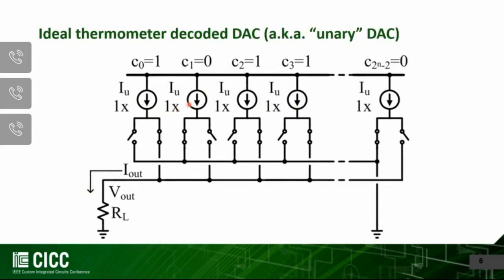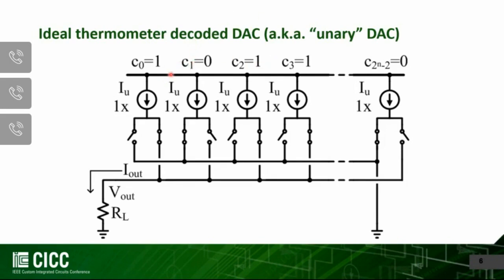Instead of using n binary weighted currents, we can do the conversion using a set of 2^n minus 1 identical currents. The mechanism is the same. The input code is used to control the direction of the currents by turning on and off the switches. The currents are summed into the output load RL, and the output voltage is obtained. This time, however, the input bits cannot be used directly. A thermometric code controls the switches.